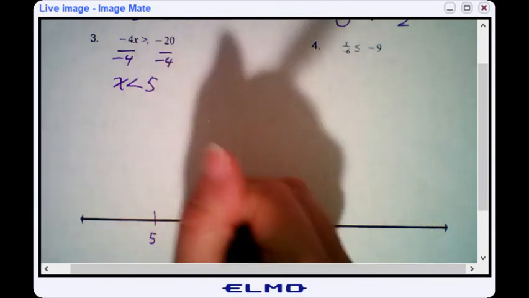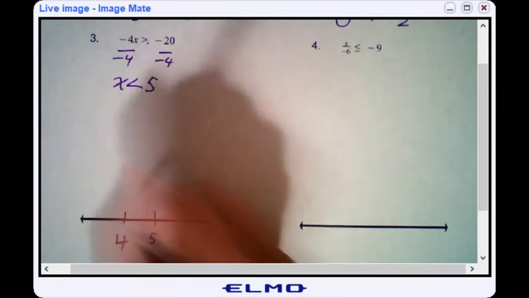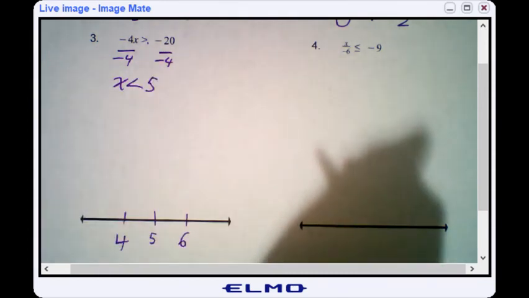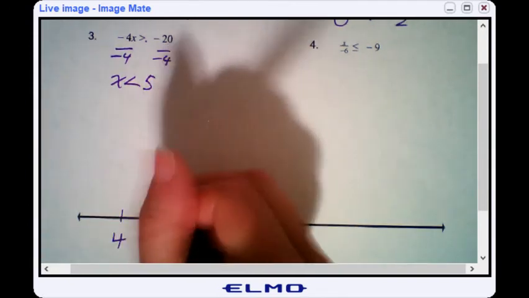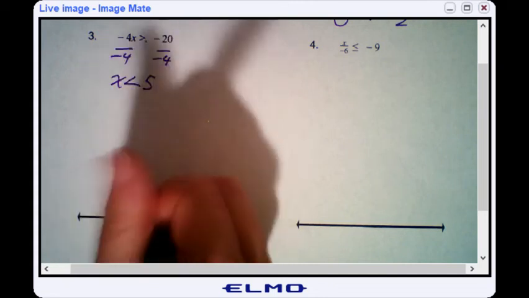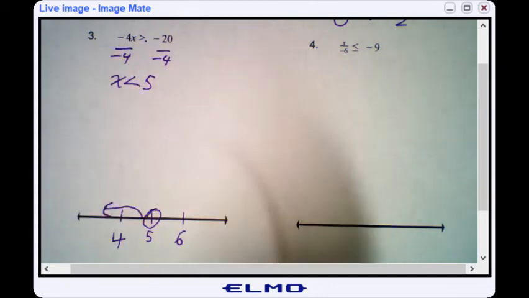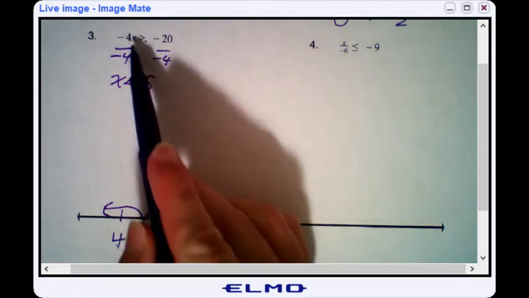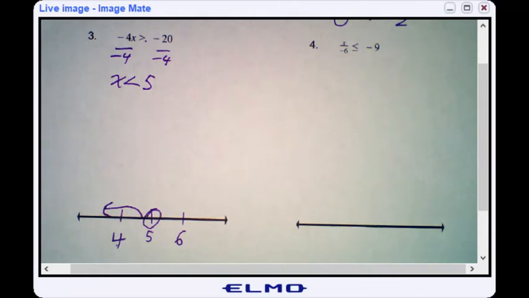I'm going to have 5, 6 is bigger than 5, 4 is less than 5. I'm going to have an open circle at 5 because it's just less than. Because x is less than, 4 is less than 5, so I'm going to go to the left. Again, I can check it. If I put 4 in, I get 4 times negative 4 is negative 16, which is bigger than negative 20. But if I put 6 in, 6 times negative 4 is negative 24, which is smaller than negative 20.